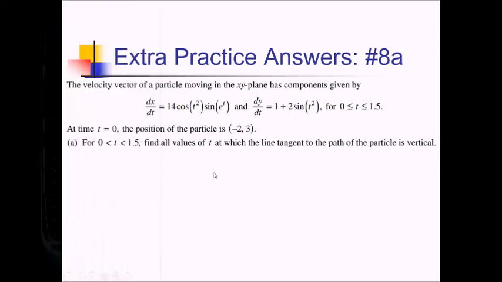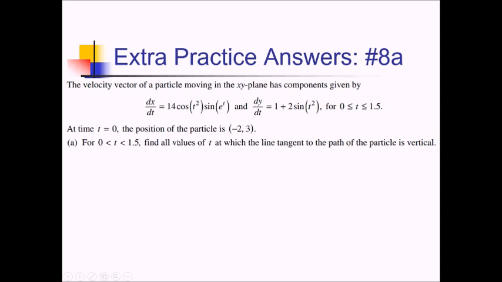All right, so for part A, they told us the position of the particle at time 0 was (-2, 3). That'll be useful later on. But for part A, just between 0 and 1.5, we want all t values where the line tangent to the path is vertical. Well, if our tangent line to the path is vertical, that means there is 0 horizontal movement going on at that time.